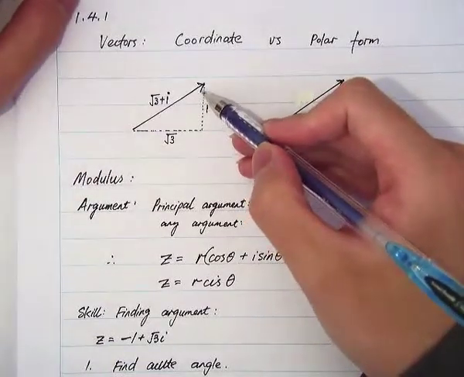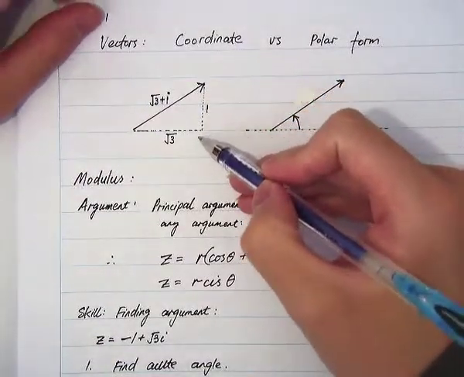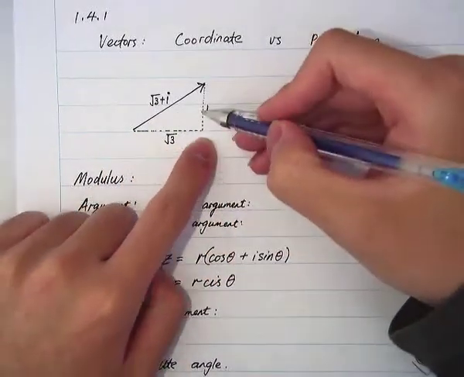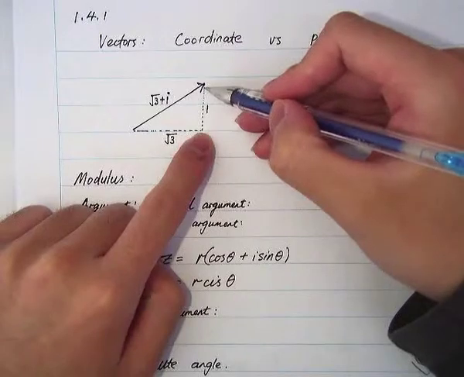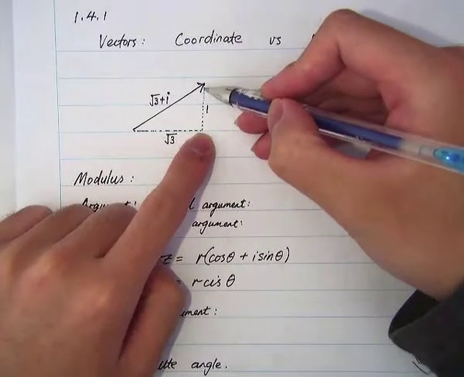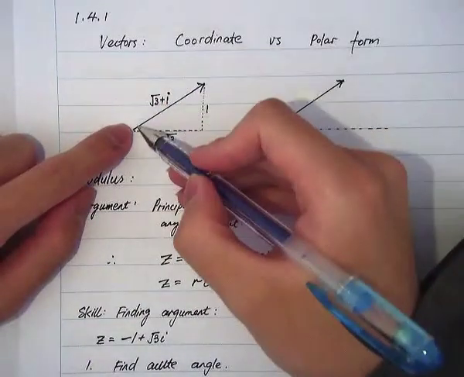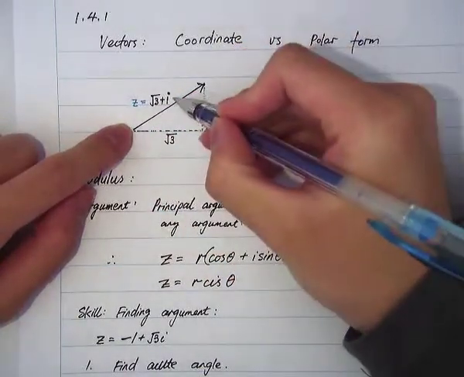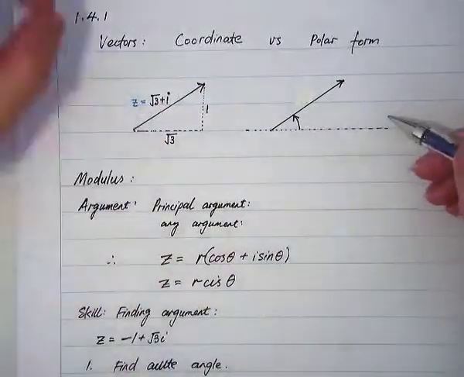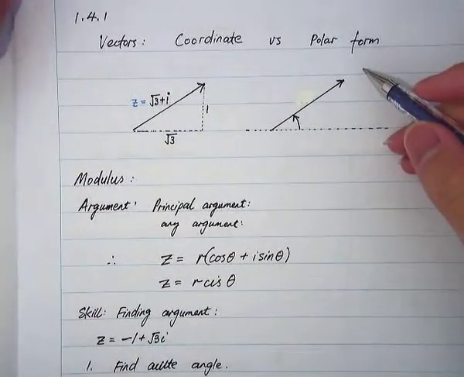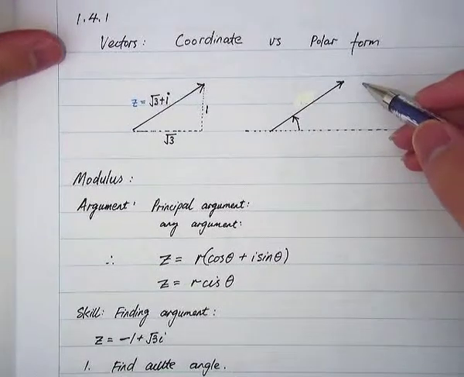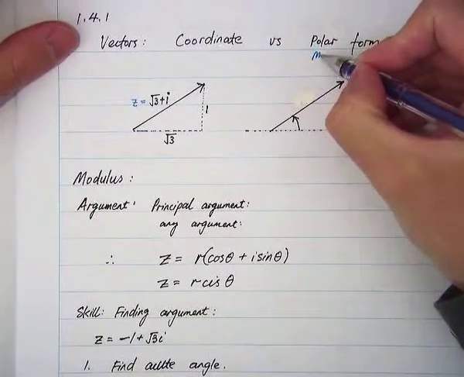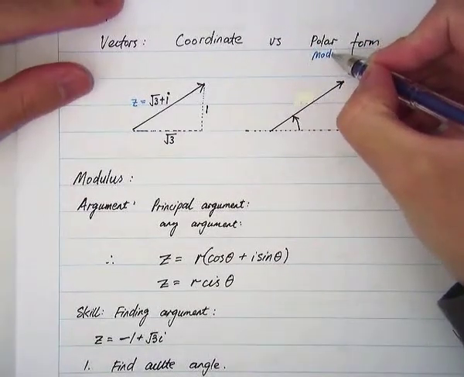Now if we were expressing this as a coordinate, we would say that the real part of this complex vector is root 3 and the imaginary part of this complex number is 1. So this complex number can be represented by z equals root 3 plus i. Okay? But the same vector can be represented in a much more intuitive way. And this is the other way. This is called the polar form, or in most textbooks we will call it the modulus argument form.